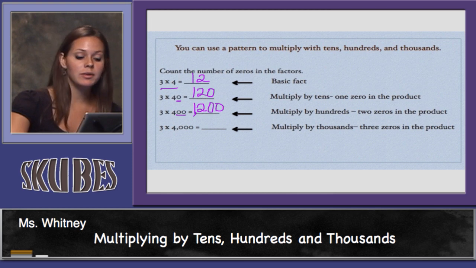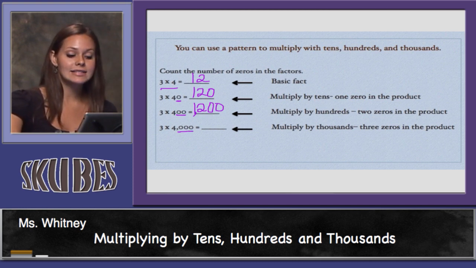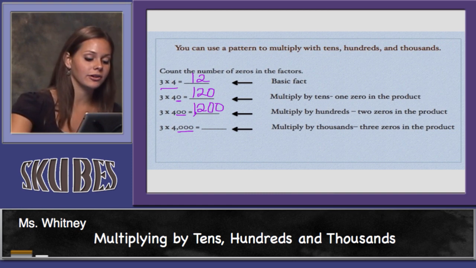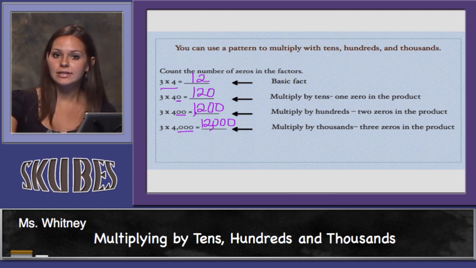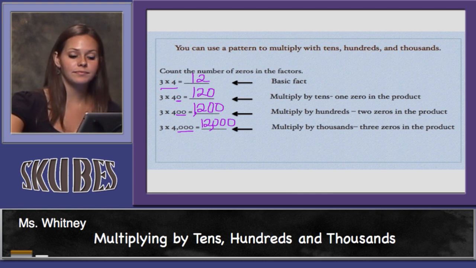We can do the same thing when we multiply by thousands. When I multiply 3 times 4,000, I can see that I added 3 zeros to the factor 4. So I need to add 3 zeros to my answer. 3 times 4, my basic fact, was 12. And now I will add 3 zeros to get 12,000. So 3 times 4,000 equals 12,000.